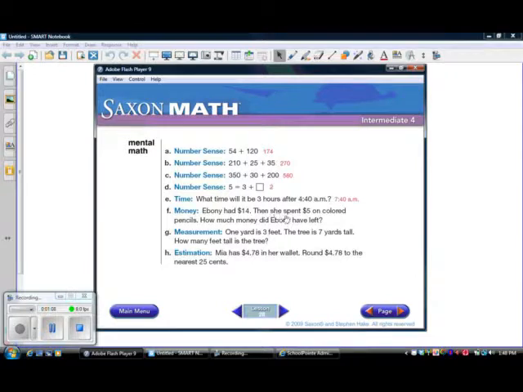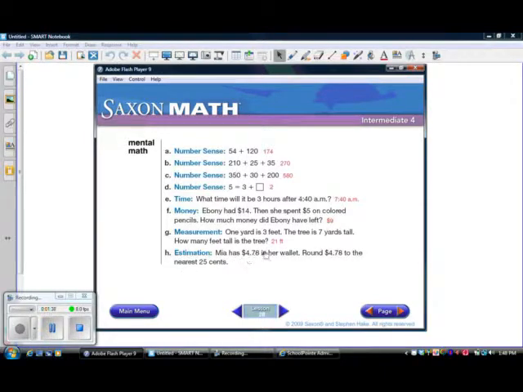Ebony had $14, then she spent $5 on colored pencils. How much money did Ebony have left? That would be 14 minus 5, and that is $9. 1 yard is 3 feet. The tree is 7 yards tall. So imagine 7 yards, and each of those yards is 3. How many feet tall is the tree? That's where you can do 7 times 3, 21 feet.